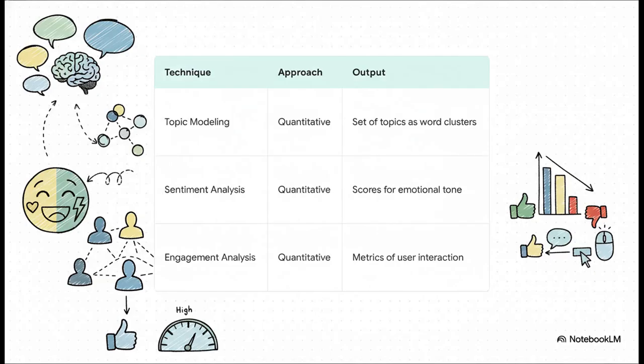All right, so let's pop the hood and see what's in this toolkit. The main players are topic modeling, which helps us figure out what people are even talking about. Then there's sentiment analysis, which tells us how they feel about it. And finally, engagement analysis, which measures how much they're actually interacting with the content. We're going to break down each one.